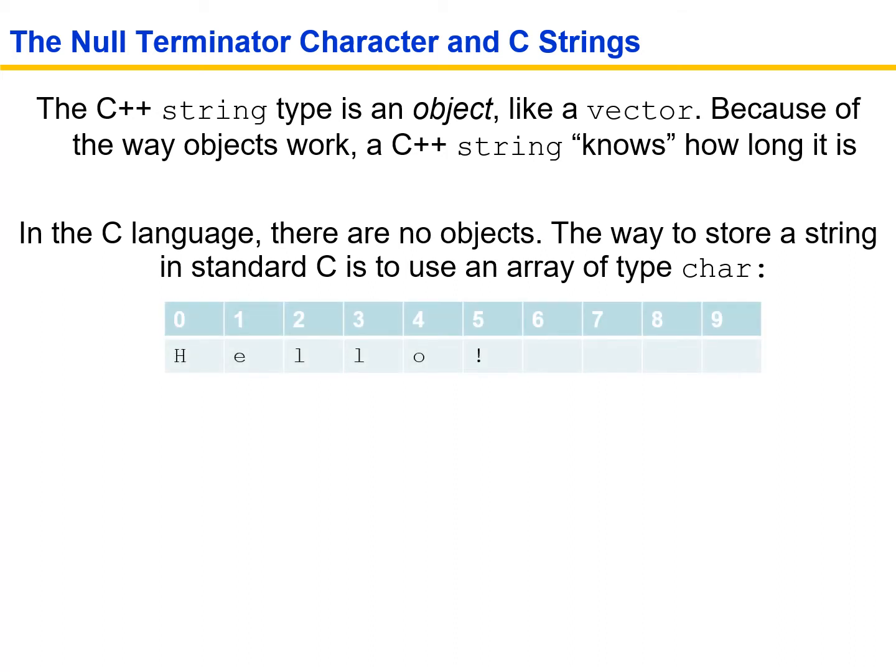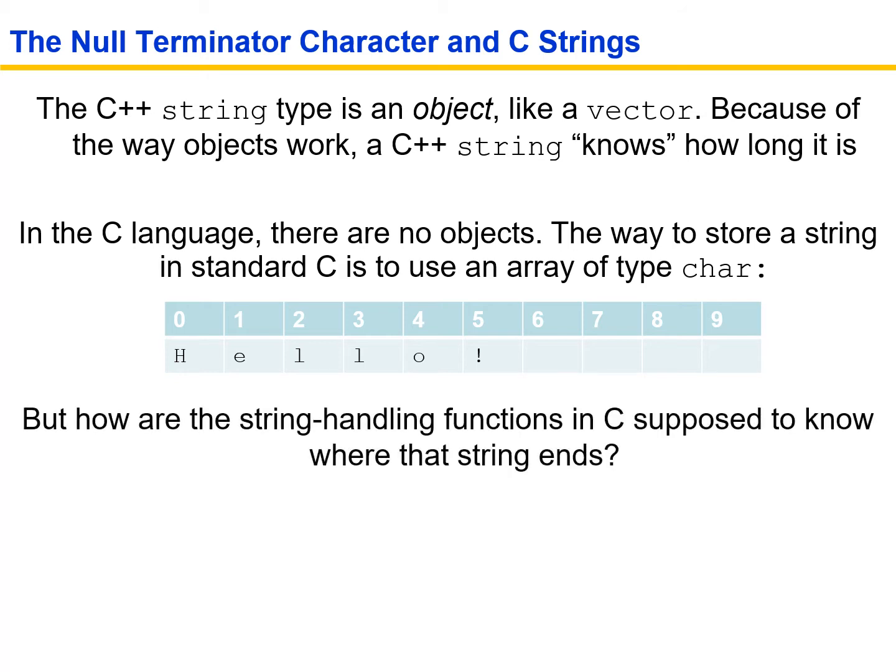So you might have an array of length 10 and store HELLO exclamation point in that array. But how is C supposed to know where that string is, or where that string ends, how long the string is? It might keep reading.